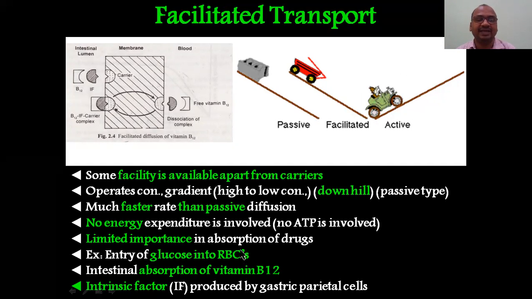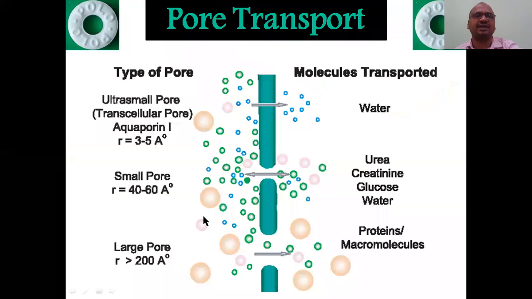So it has limited importance in the absorption of drugs. This mechanism has very limited use. Only vitamin B12, and here the entry of glucose into the RBC cell. This is also one of the examples. That is in the blood only, it happens. Glucose will enter into the RBC with the help of facilitated diffusion only. It has appeared a number of times. It was my favorite bit. Intrinsic factor is produced by the gastric parietal cells. These are the gastric parietal cells.